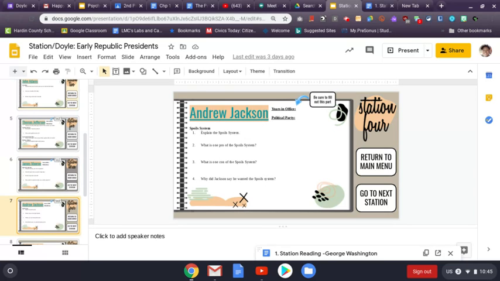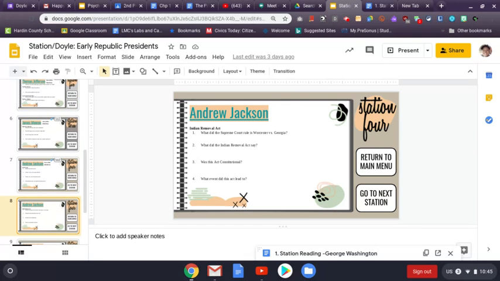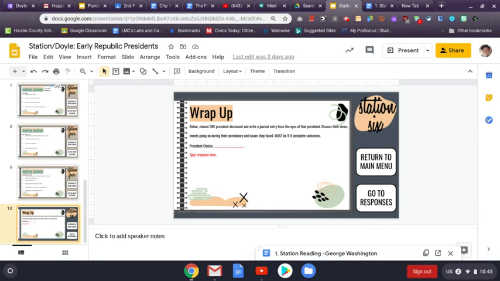Last but not least, what is the spoil system? That is where a government official is given a job in the government just because they're friends. You can do a fancier one. And once you finish all those, you're going to go to the very last one where it says wrap up. You're going to choose one president and write a journal entry like you are that president, describing the choices you're making, who you are as a person, and so on and so forth. When you're done, that's all you're doing for the rest of the day.